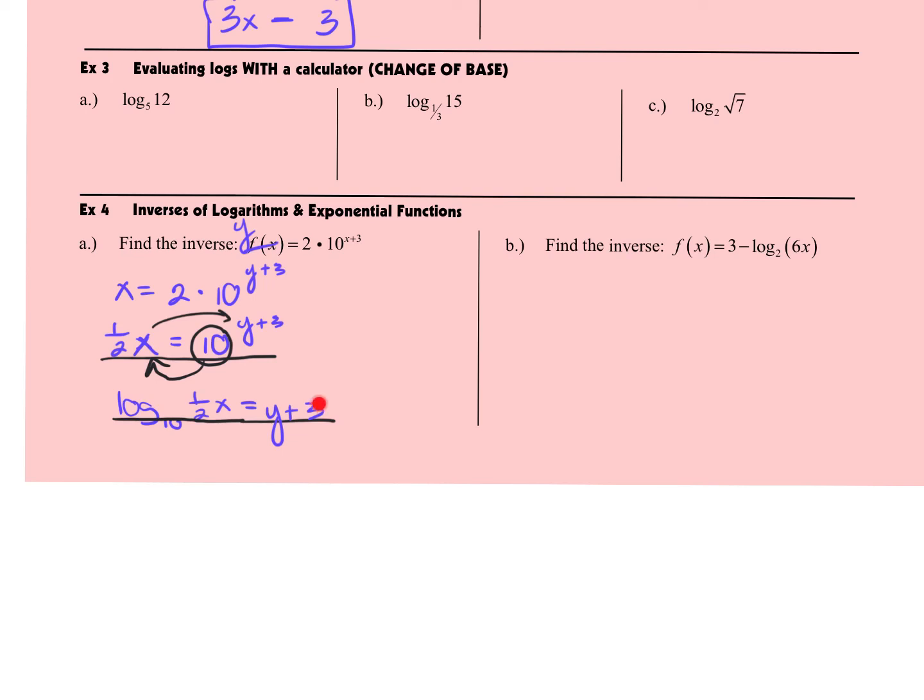Our last thing to do is to move the 3 to the other side and write it with its inverse notation. So I'll have f negative 1 of x for my inverse equals negative 3 plus log, and I'm not going to write that base of 10 since I don't have to, so just log 1/2 x. So that would be my inverse. Okay, now I'm going to do one more.